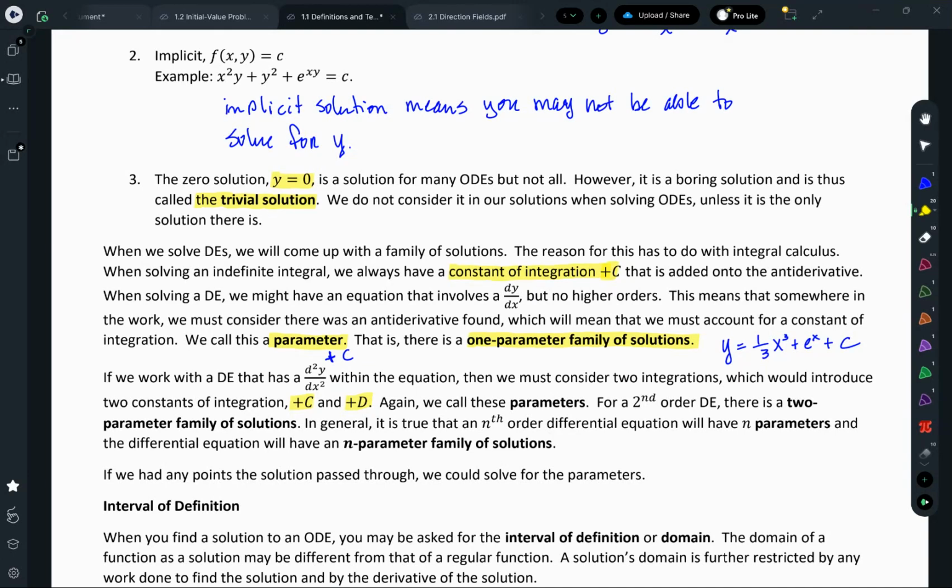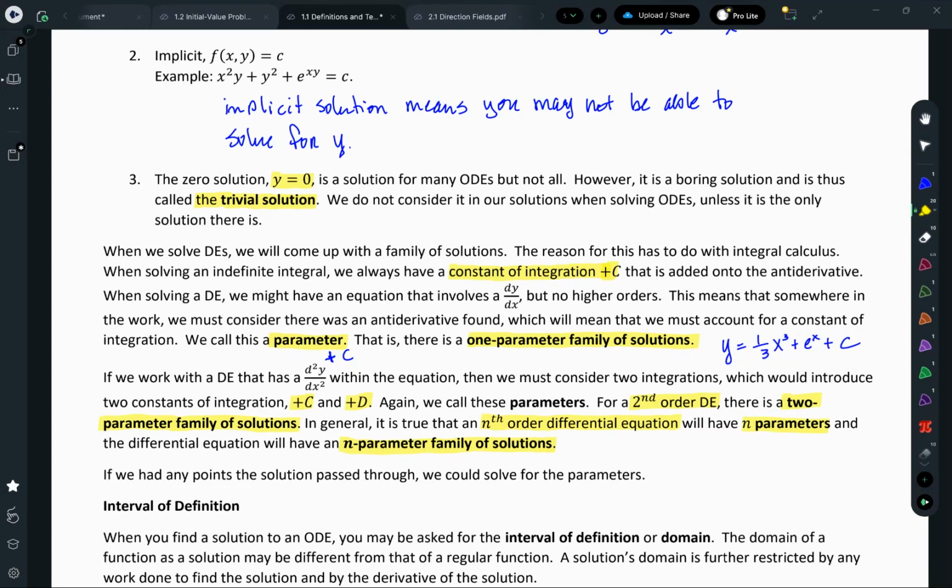If we have a first order differential equation, we get a one parameter family of solutions. For a second order differential equation, there's a two parameter family of solutions. And in general, if we have an nth order ODE, then we will have n parameters, and we would say we have an n parameter family of solutions, okay? So the order of the differential equation gives us information about how many parameters we have.